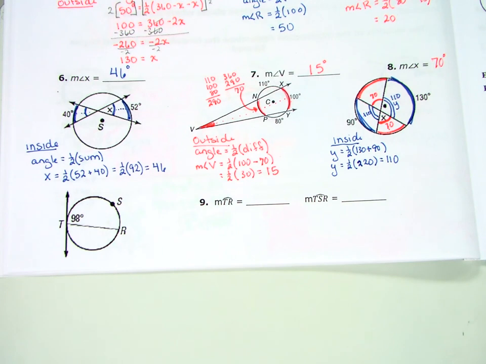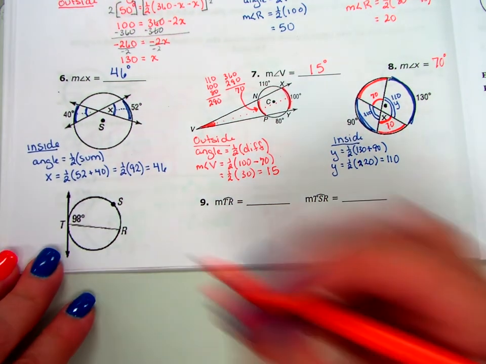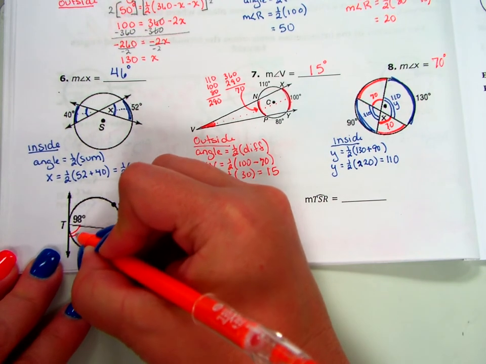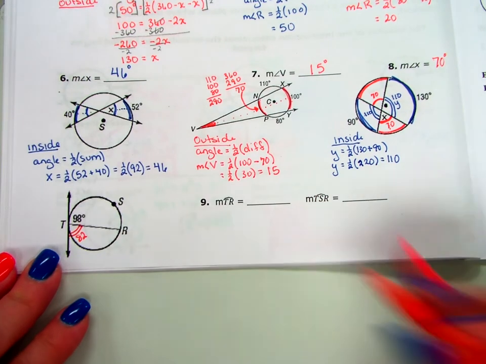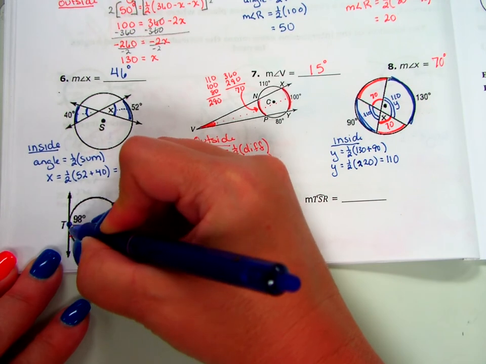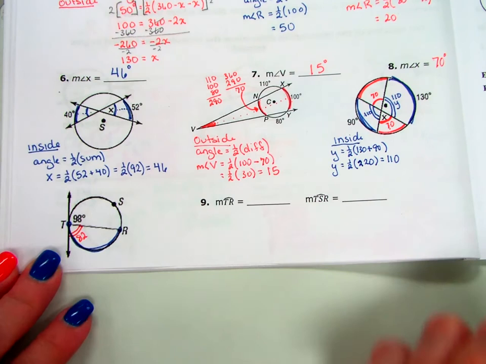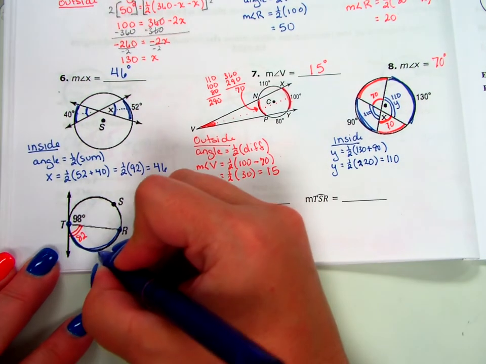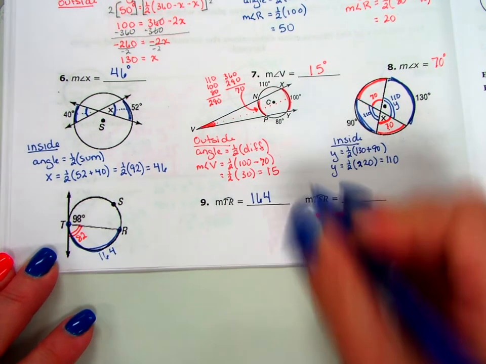Okay. Last but not least, I have to find the measure of arc TR and the measure of arc TSR. So I see I have 98 degrees there, which means how much do I have on the other side? 82. So if I want to find the measure of arc TR, so that starts at T, it ends at R, and it goes the short distance around. How big is the measure of arc TR? 164, double the 82.